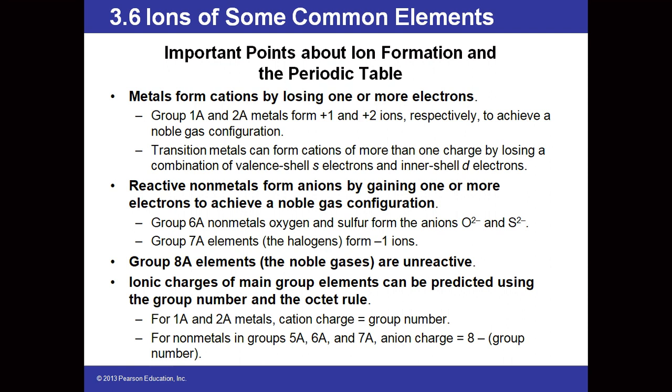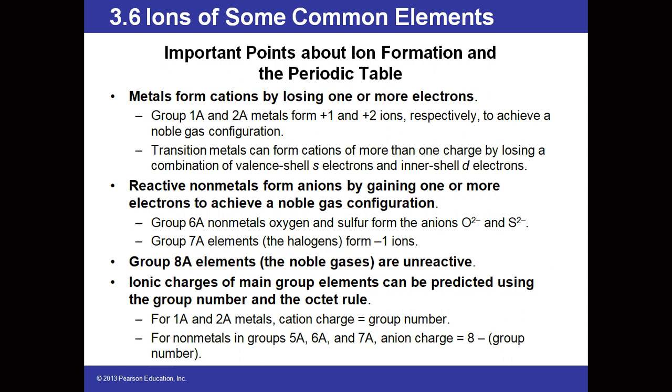Some general points from the ion formation, and I think I already mentioned them, but I'll reiterate them. Metals form cations by losing one or more electrons. If you look at group 1A and 2A metals, they form +1 and +2 ions respectively to achieve the noble gas configuration. Noble gas configuration is another term for octet; they're synonymous with one another. Transition metals can form cations of more than one charge by losing a combination of valence shell s electrons and inner shell d electrons. While that's a good point, the overall scheme of what you should take from that is definitely the first item from that bullet point, when we're talking about group 1A and 2A metals.